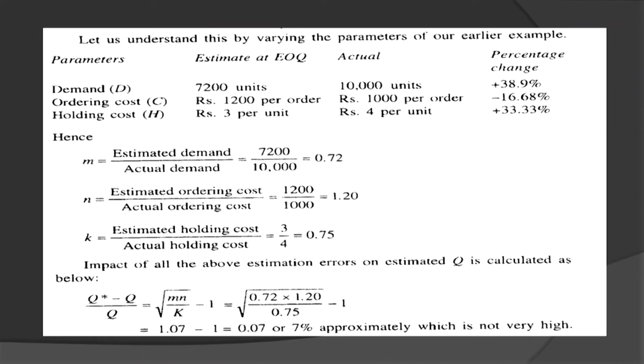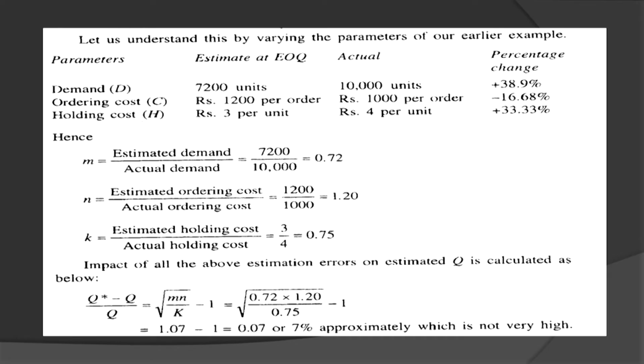Now let us take some data and use this model to find out whether the technique is still useful or not. For example, we have taken the parameters: demand D estimated at EOQ level is 7,200 units, actual is 10,000 units, meaning we could sell that much of the product in the market. What is the percentage change, the variation in demand? 38.9%, positive. We estimated the demand at 7,200 units, actual demand was 10,000 units. So here is the error in forecasting the demand.